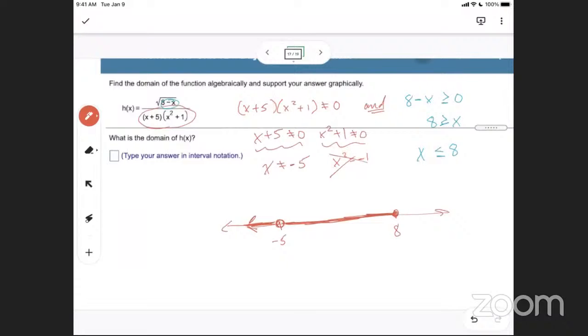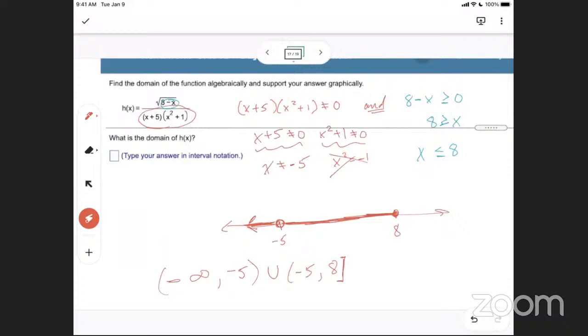Okay, so how do I write that? Negative infinity to negative 5, not included, and then union, negative 5 to 8. Included or not? Yes, with the 8, because of that equal to sign there. See how you do include the 8. You don't include the negative 5.